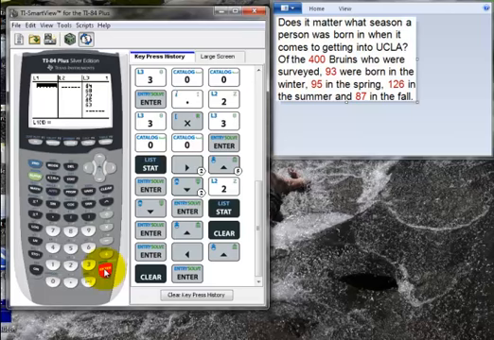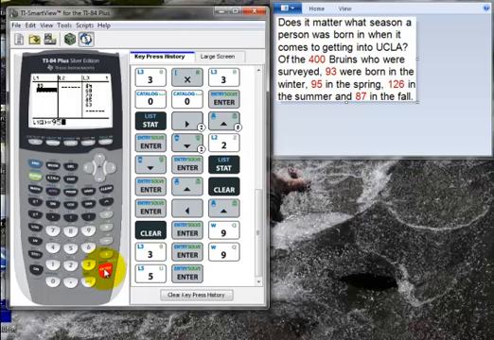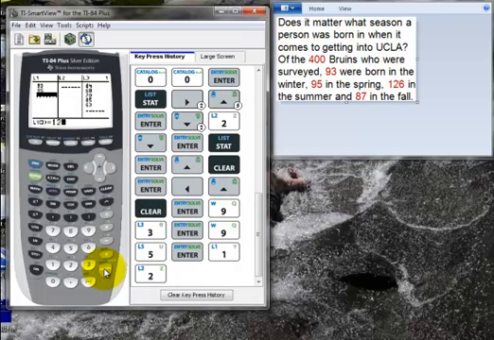For the sample, there were 93 for winter, 95 for spring, 126 for summer, and 87 for fall.